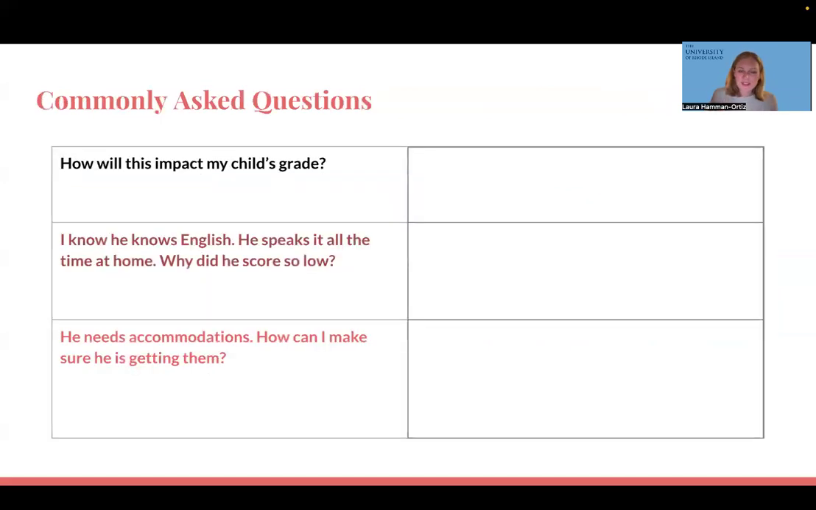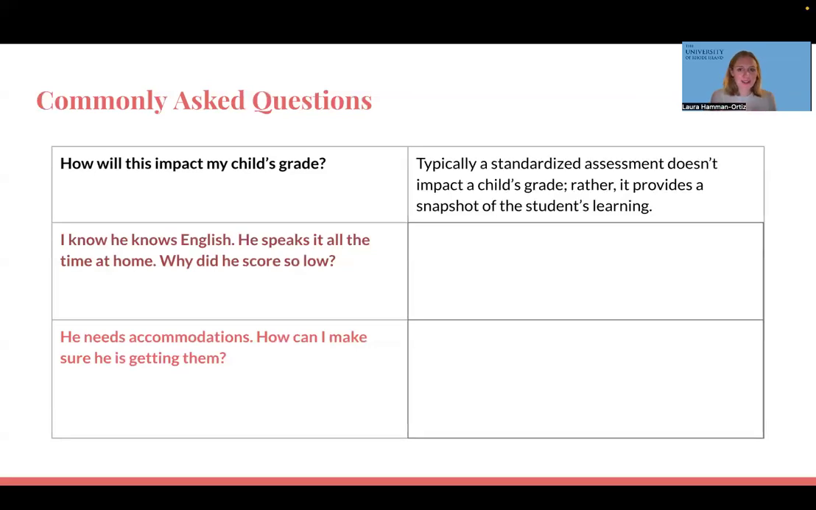So a few questions that could come up, just to give you some supports on how you might respond. One parent might say, how is this going to impact my child's grade? So really clarifying that a standardized assessment like this isn't impacting a child's grade. It's providing a snapshot of the child's learning to inform a teacher's instruction, and also to ensure that the school is complying with the federal mandate of regularly monitoring English learners in their classroom.